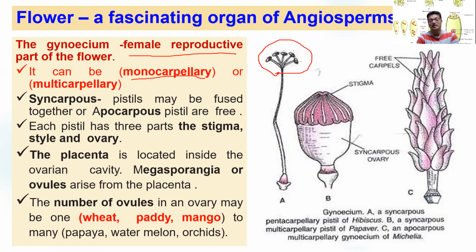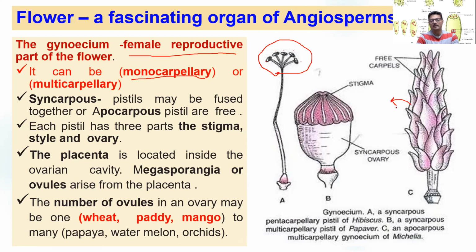If the carpels are fused, it is called as syncarpous. So for the two conditions, whether apocarpous or syncarpous, you need to have multicarpellary gynoecium, right? The second case is that of Papaver somniferum. Papaver or poppy plant is multicarpellary, but syncarpous, since the carpels are fused. Third example is that of Michelia. It is multicarpellary and the carpels are free. That's why it is called as apocarpous, right?